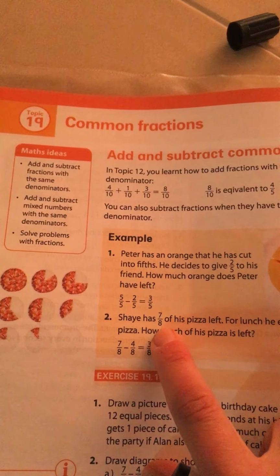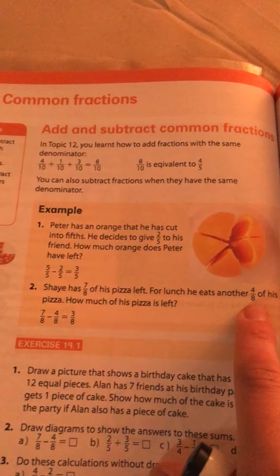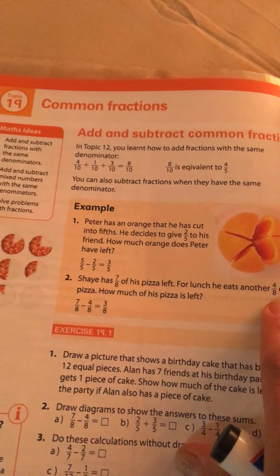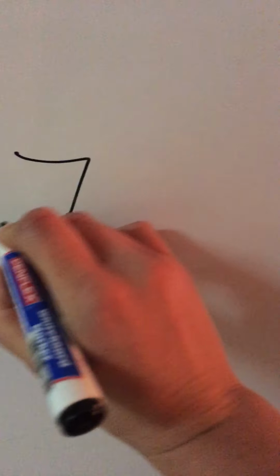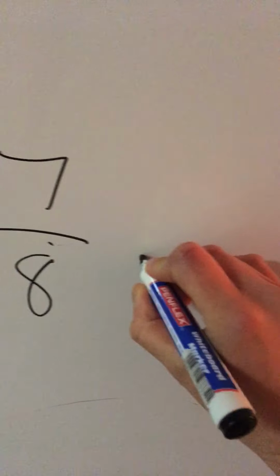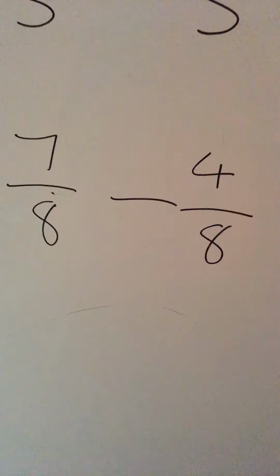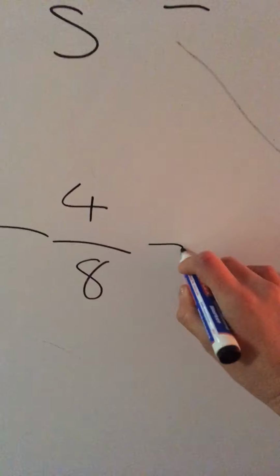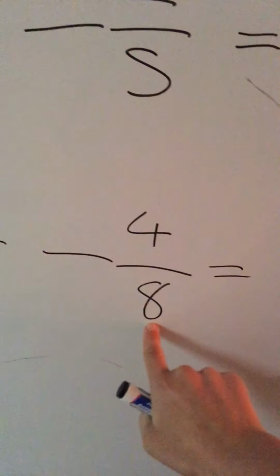Then Shay has 7 out of 8 of his pizza left, okay? For lunch, he eats another 4 out of 8 pieces. So this is easy because everything is over 8. How much does he have left? So he has 7 over 8 pieces. He eats another 4 over 8 pieces. So before you freak out or anything, just put the answer over 8 because we're staying with 8 pieces.